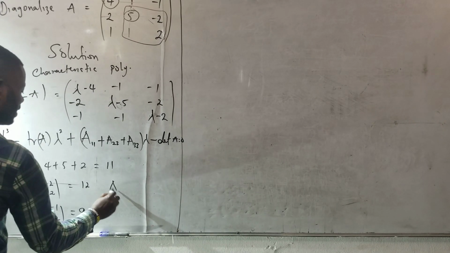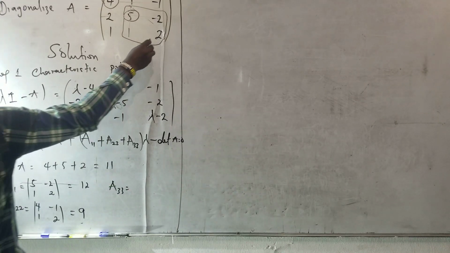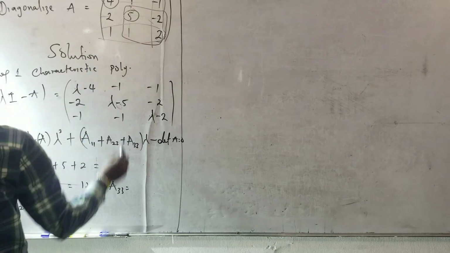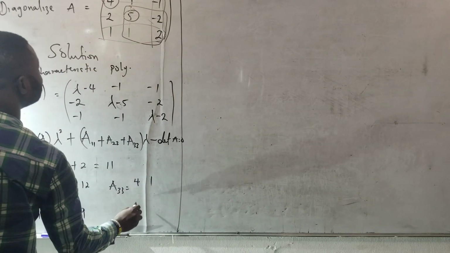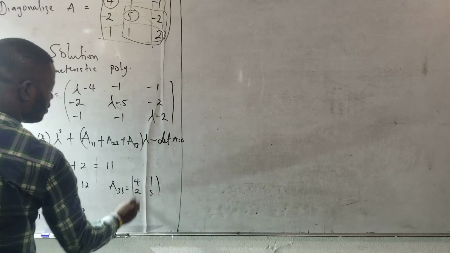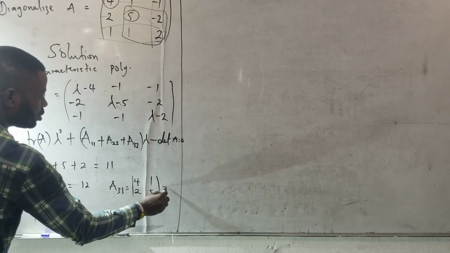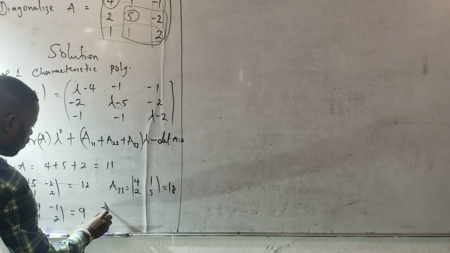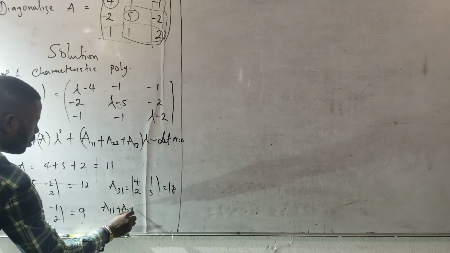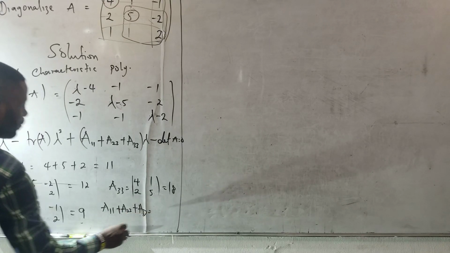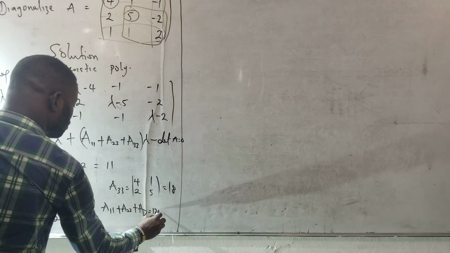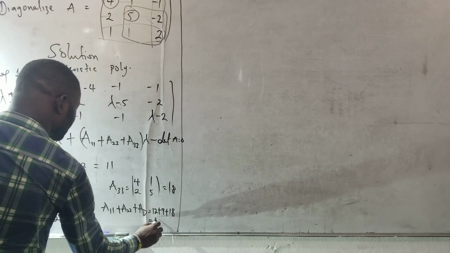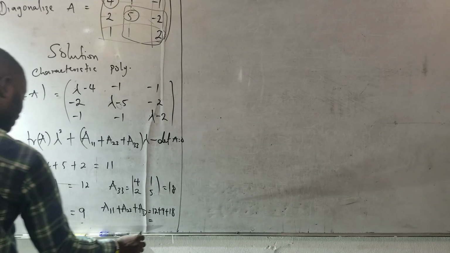Now my A33 is on this part. I'm talking about this, which will be left with what? 4, 1, 2 and 5. Sorry for the noise pollution. I'll be having 20 minus 2, which is going to be 18. Now when I add them up, A11 plus A22 plus A33, which is going to be what? 12 plus 9 plus 18, which will be equals to what? By solving, it will be equals to 39.